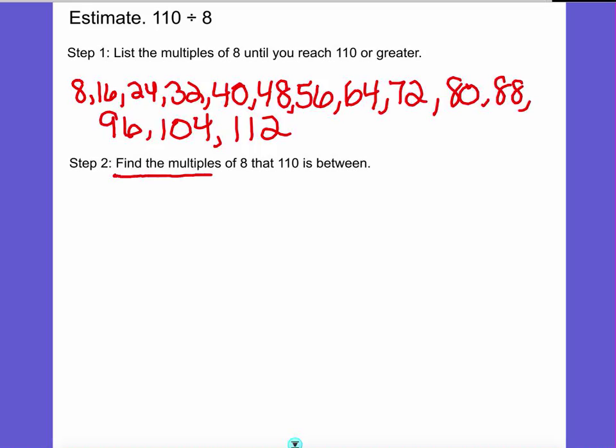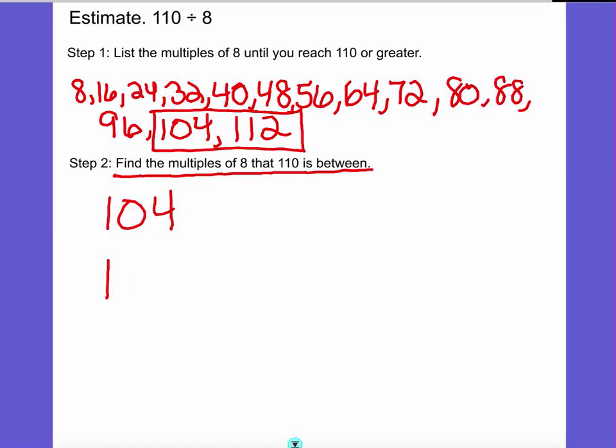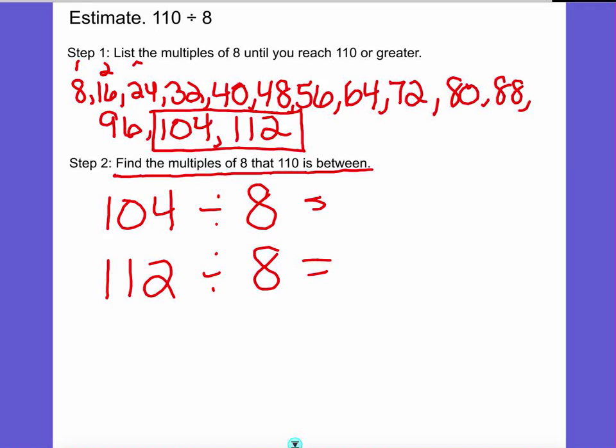Find the multiples of 8 that 110 is between. So 110 is between 104 and 112, right? Now I rewrite the equation. I'm still dividing by 8. Now I have my two equations, and I figure out the counting numbers: 1, 2, 3, 4, 5, 6, 7, 8. And I notice 8 times 1 is 8, 8 times 2 is 16, 8 times 3 is 24.